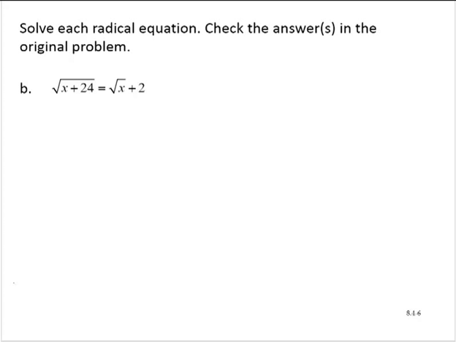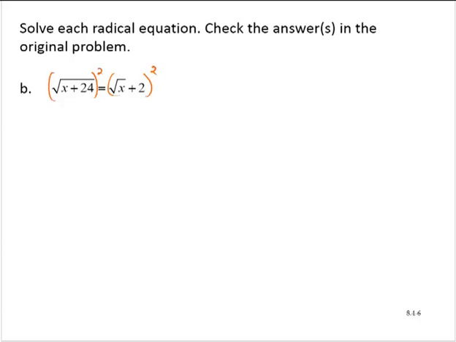Exercise B. We have the square root of x plus 24 is equal to the square root of x plus 2. Alright, so in this expression we have two radical terms, radical quantities. And we have this plus 2 hanging around. So we can square both sides of the equation, but we have to be very careful here. So I'm going to do that. Let's square both sides.